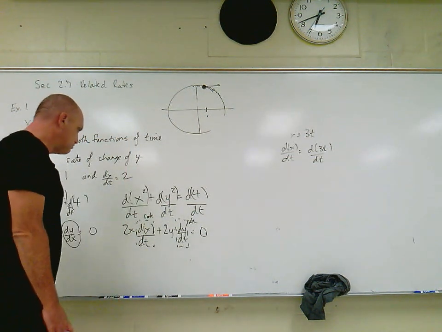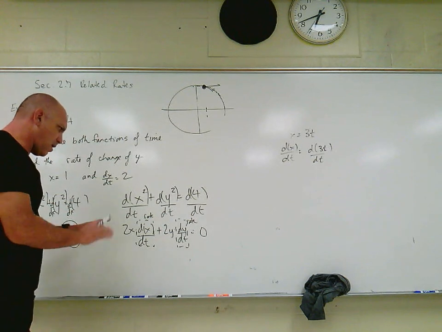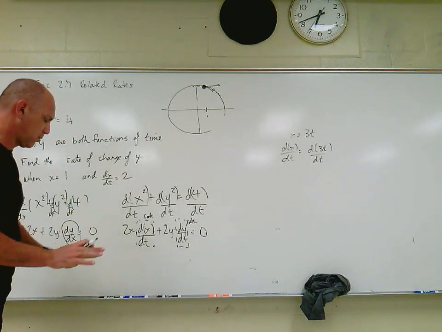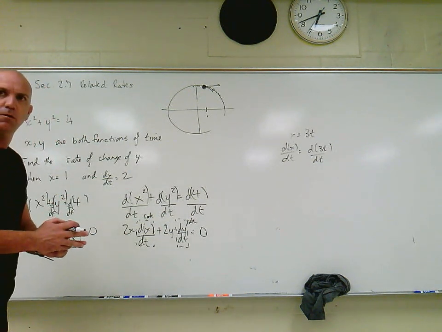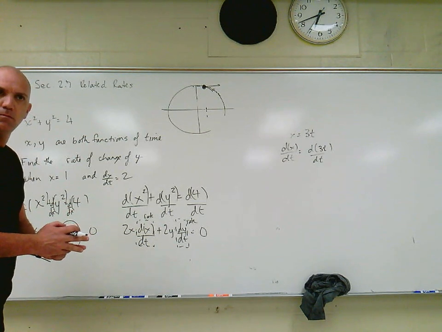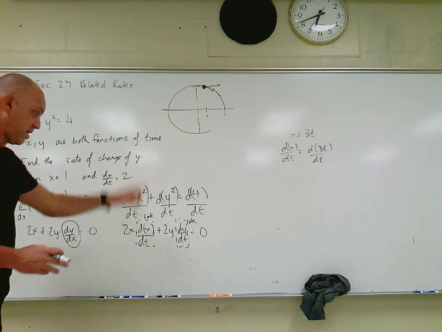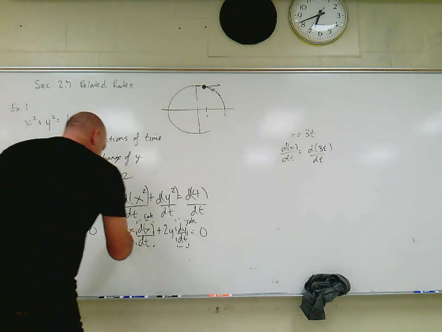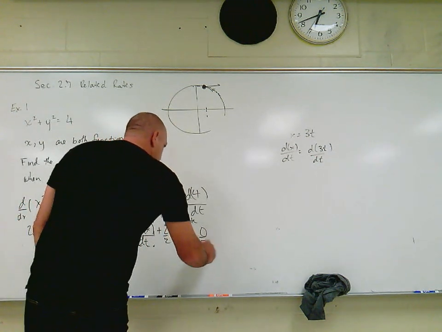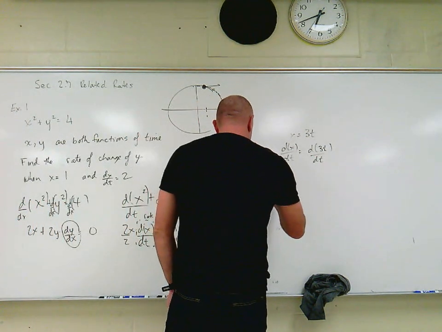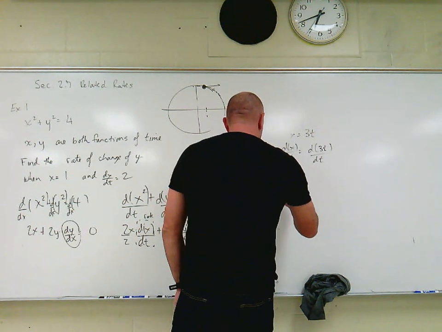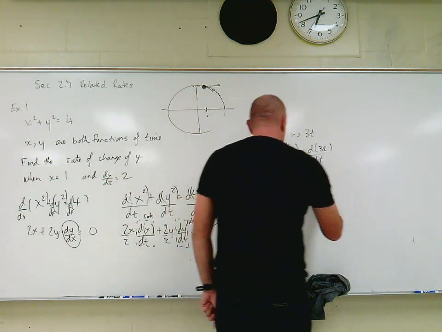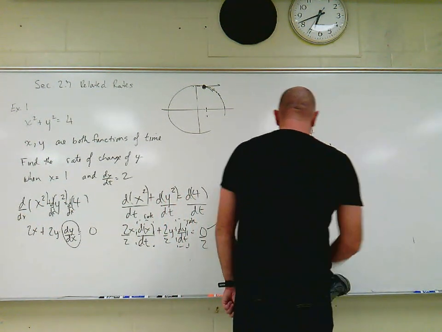Okay, so how could you simplify this formula real quick? Is there anything you could do? Yeah, divide everything by 2. You divide everything by 2, and here's what we get: x times dx over dt plus y times dy over dt equals 0. All right.